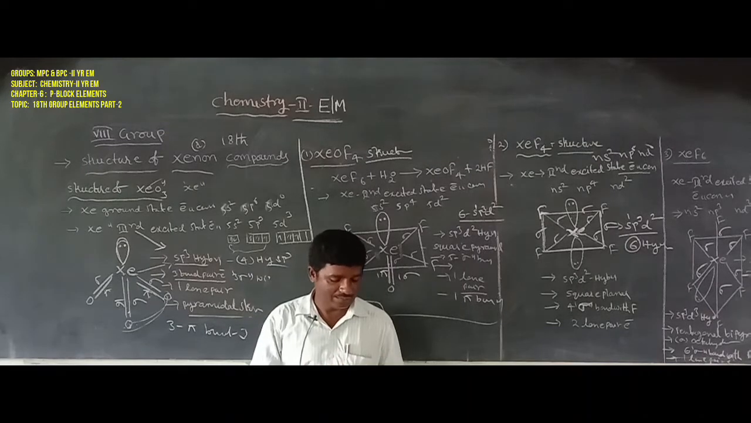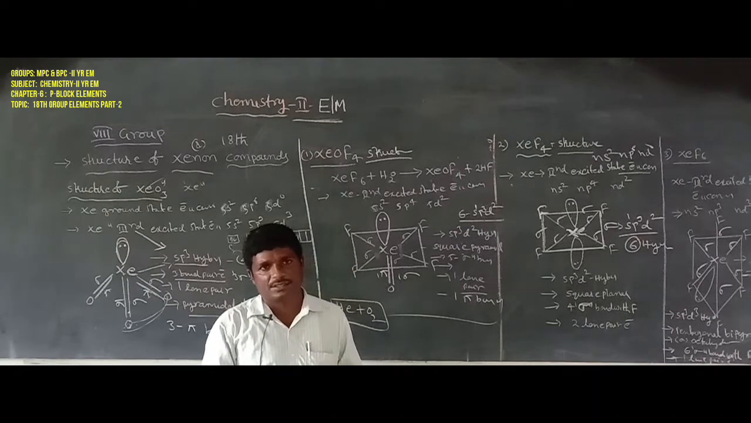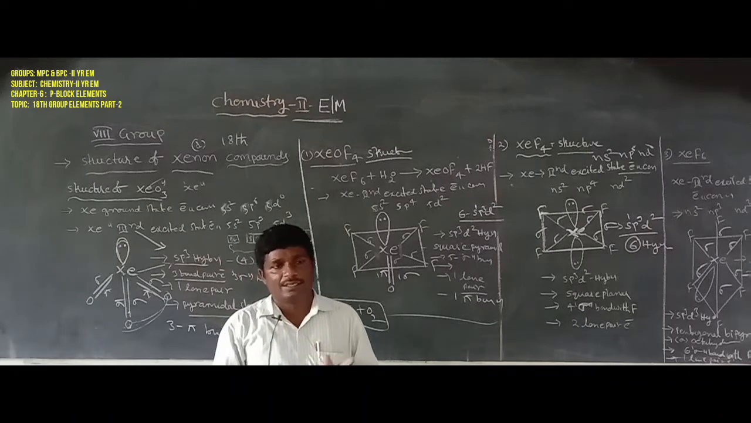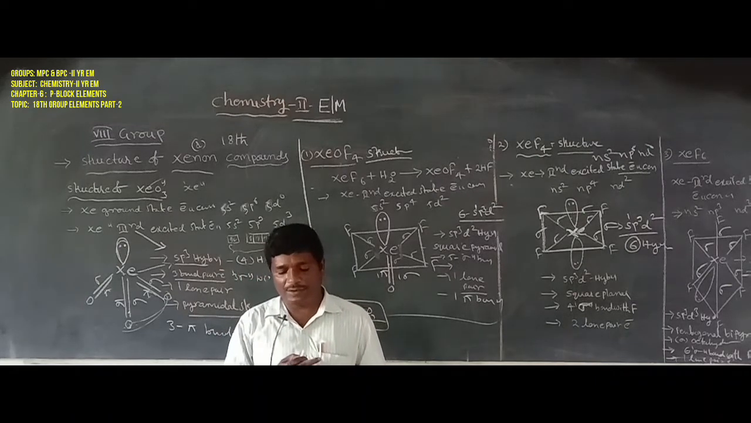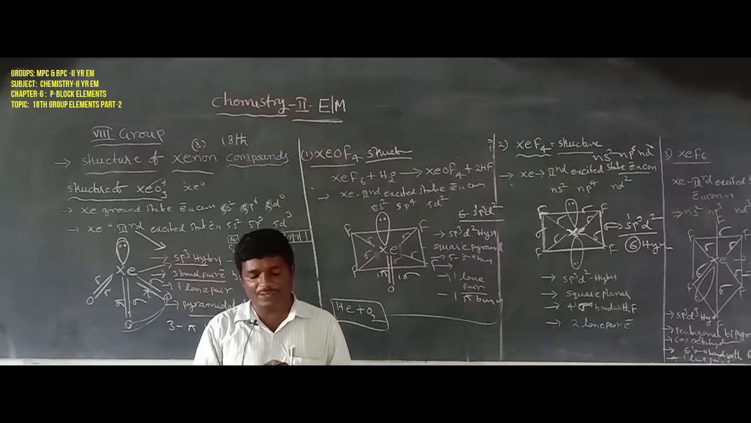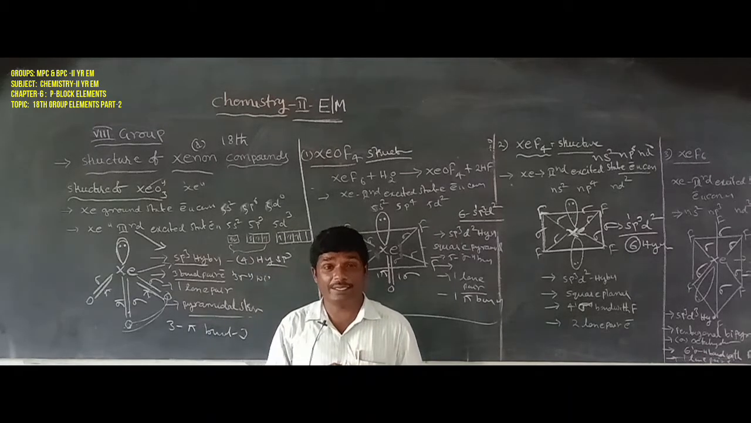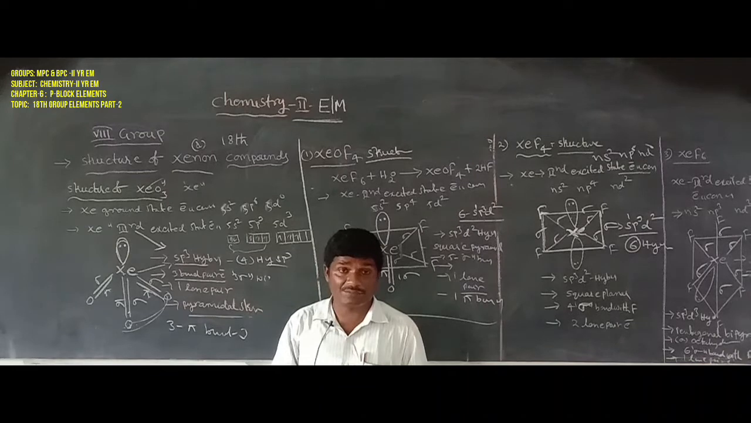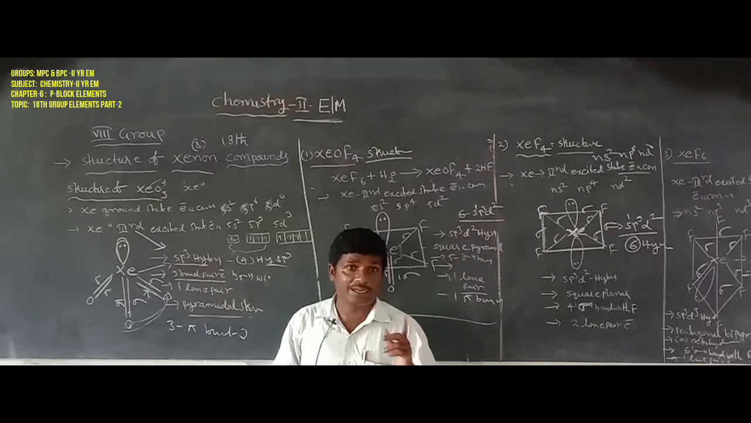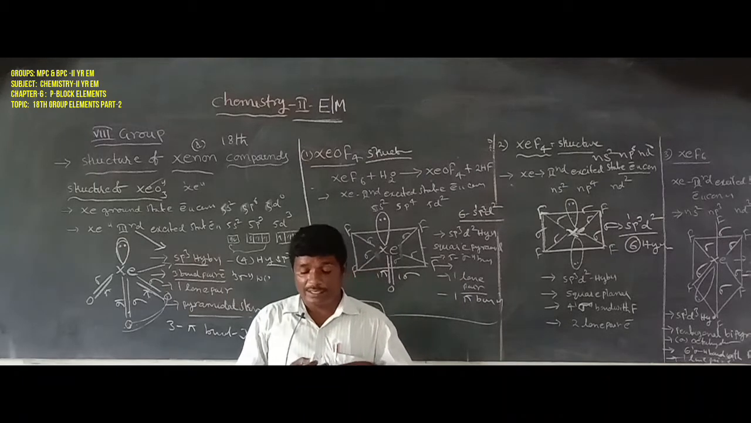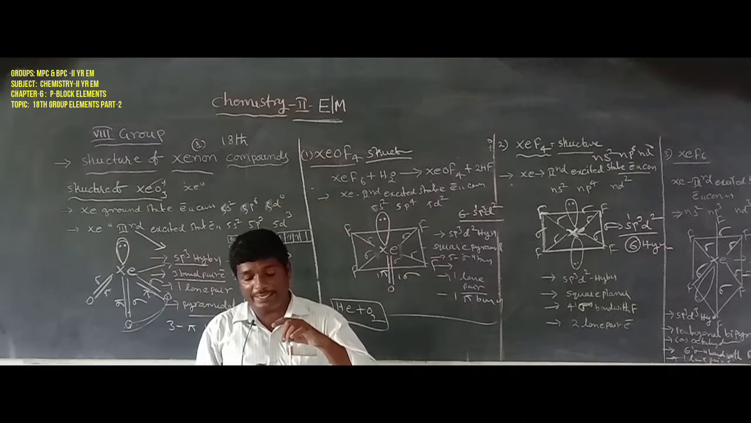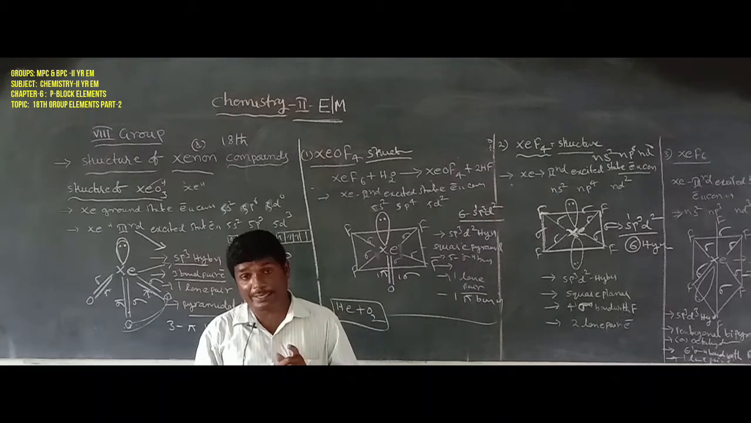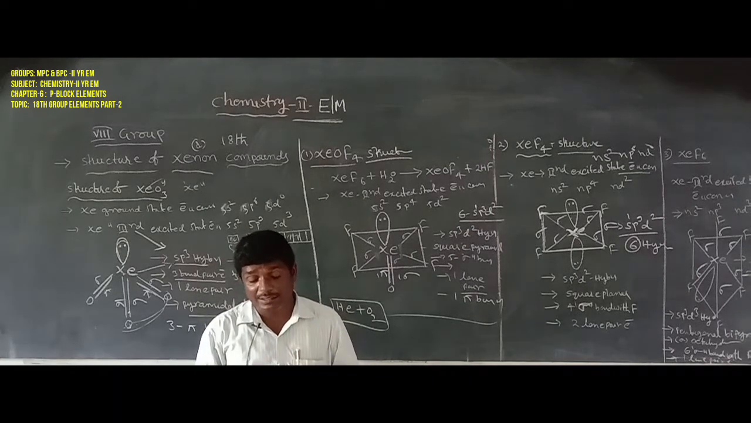Next, uses of krypton and xenon. Krypton and xenon are used instead of argon in the high-intensity miner's cap lamp. That is the uses of xenon and krypton.